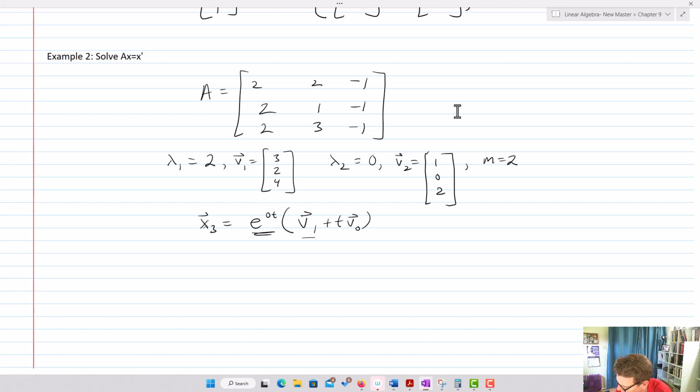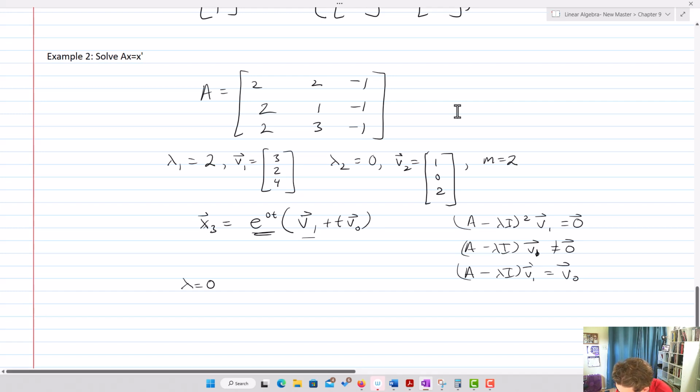Okay, now all we need to do is figure out what v1 is and what v0 is. Remember now we need A minus lambda I squared v1 to equal 0. A minus lambda I v0 cannot equal 0. And A minus lambda I v1 is going to end up equaling v0, and v1 will not equal 0. So I'm actually going to just square this matrix, because lambda equals 0, so we're just looking at A minus 0I squared, which is just A squared. So we take A squared.